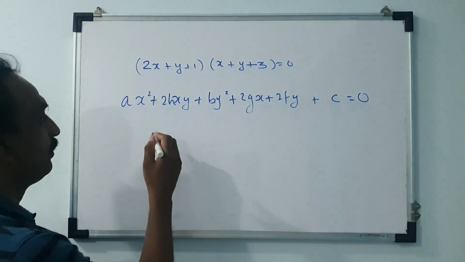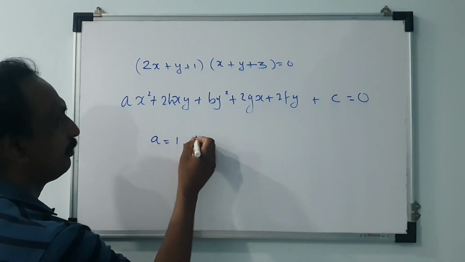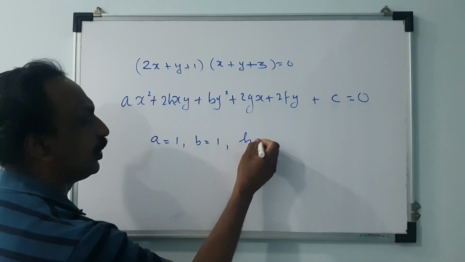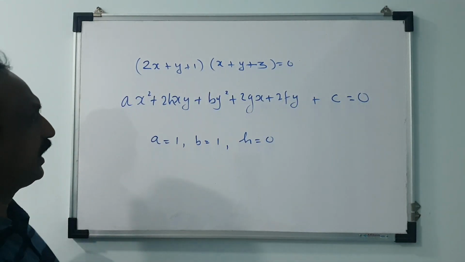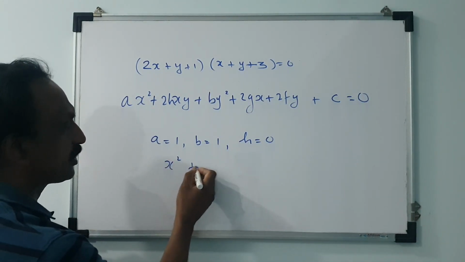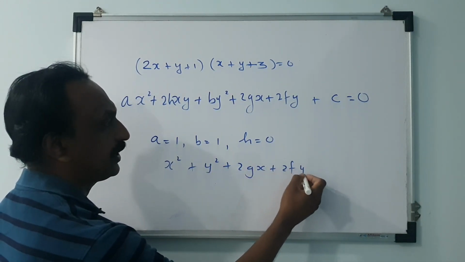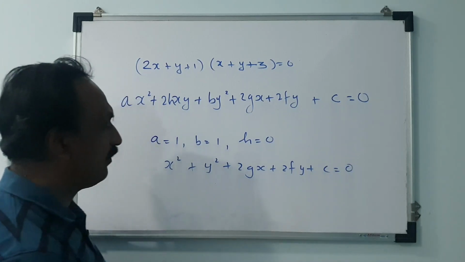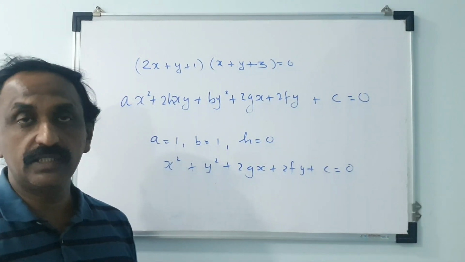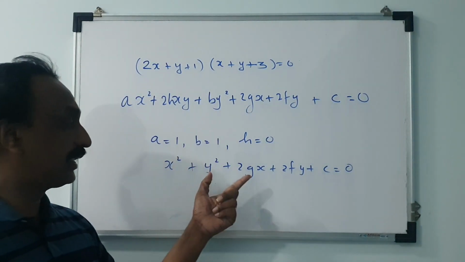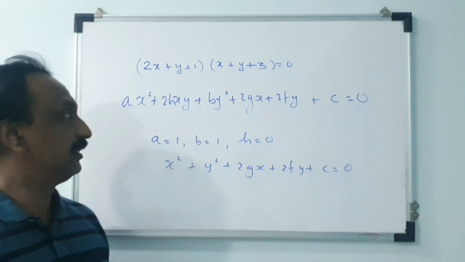For example, if a is 1, b is 1 and h is 0, this equation would turn into x² + y² + 2gx + 2fy + c = 0. And you are aware that this is the equation of a circle. That means this equation can also represent a circle.